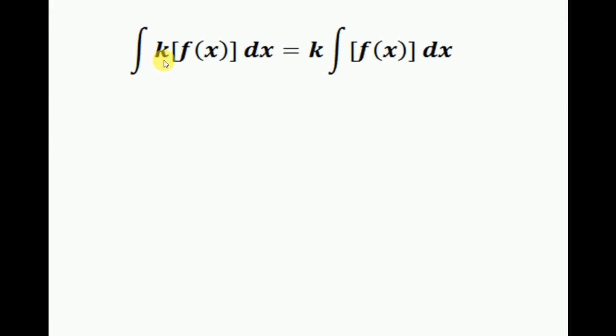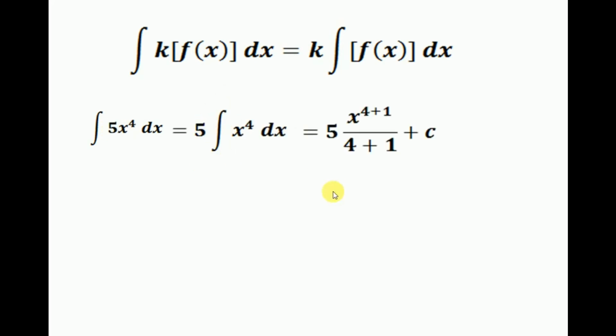Next formula: integration of k into f(x) dx is equal to k times integration of f(x) dx. So if you have a constant inside, you can take it out. Example: integration of 5x to the power 4 dx. We know the formula for integration of x to the power 4, so I can take 5 out and integrate this. Your answer will be 5 into, for x to the power 4 you write x to the power 4 plus 1 divided by 4 plus 1, plus c. So your answer is x to the power 5 plus c.